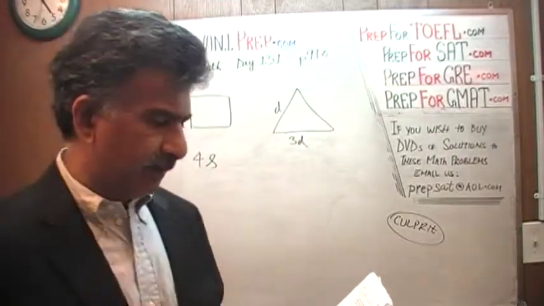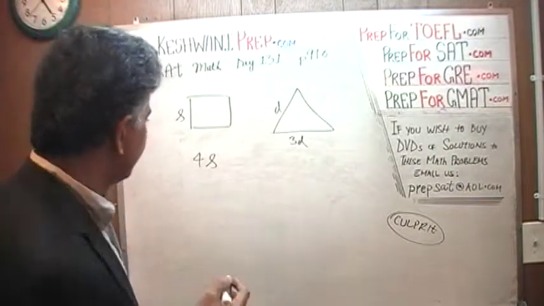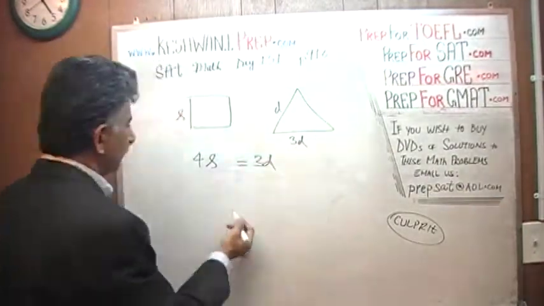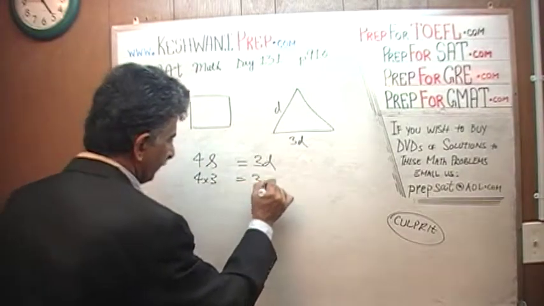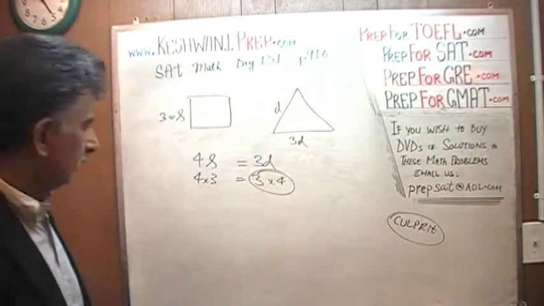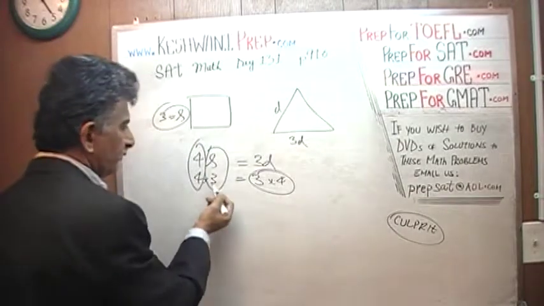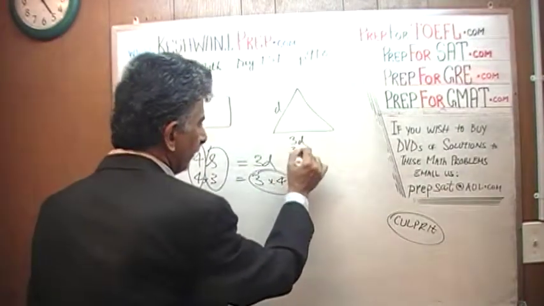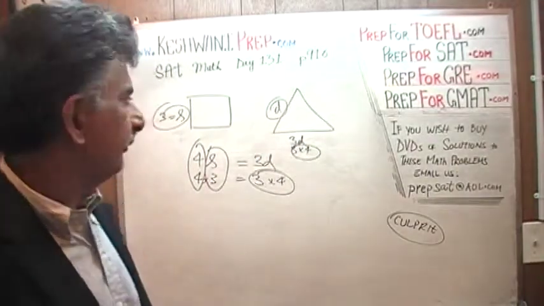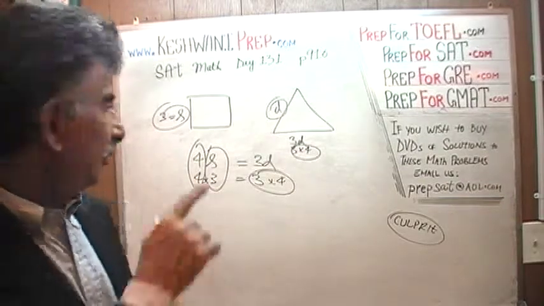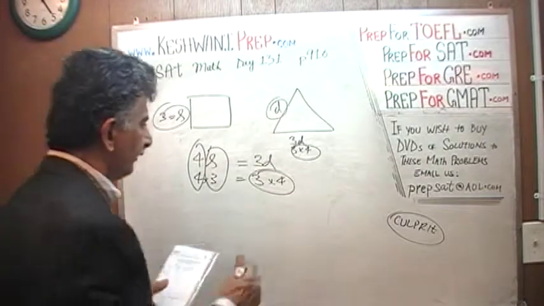Let's see what they're telling us. If the square has a side of length 3, what's the length of one side of the triangle? Well, that's pretty straightforward. We just said it. 4S equals 3D. So if the square has a side of length 3, 4 sides, each 3, so 4 times 3 would have to equal 3 times D, which means each side is 4. I put D there for the distance, because I didn't want to use S again for the side, because we're using that symbol for square. That's it. The answer is C.